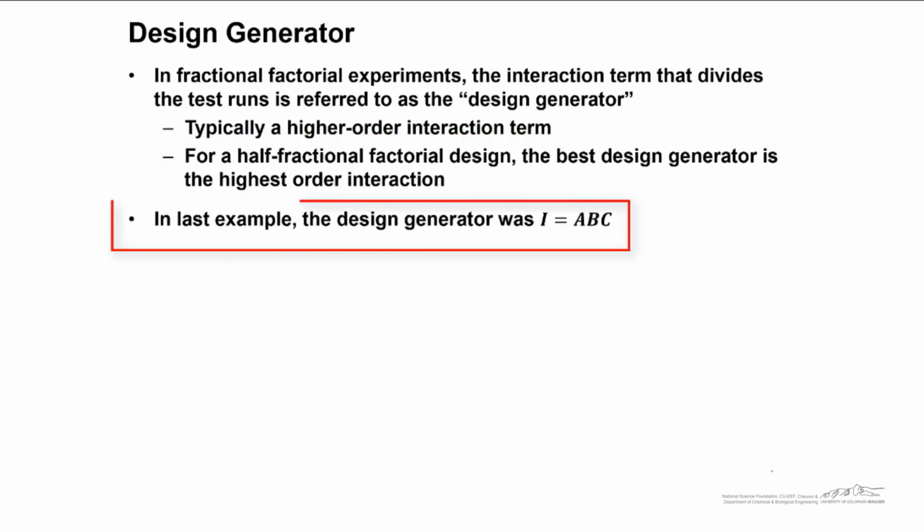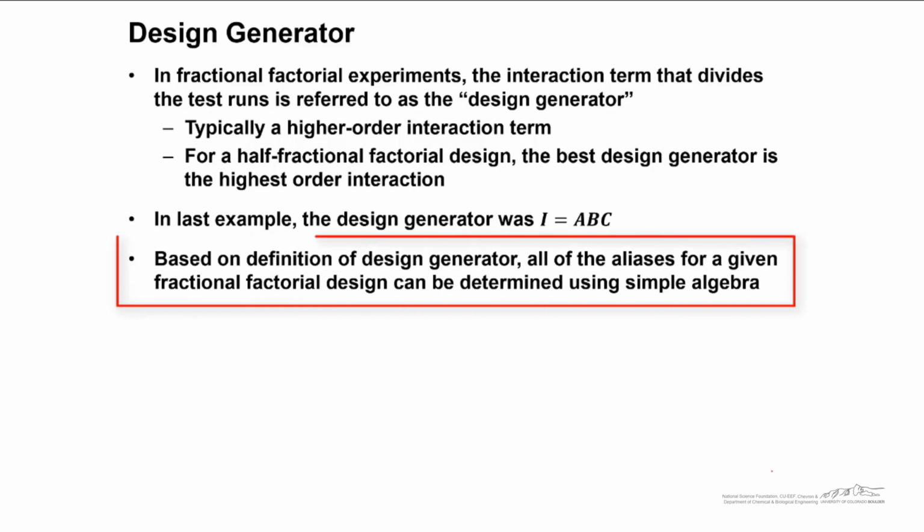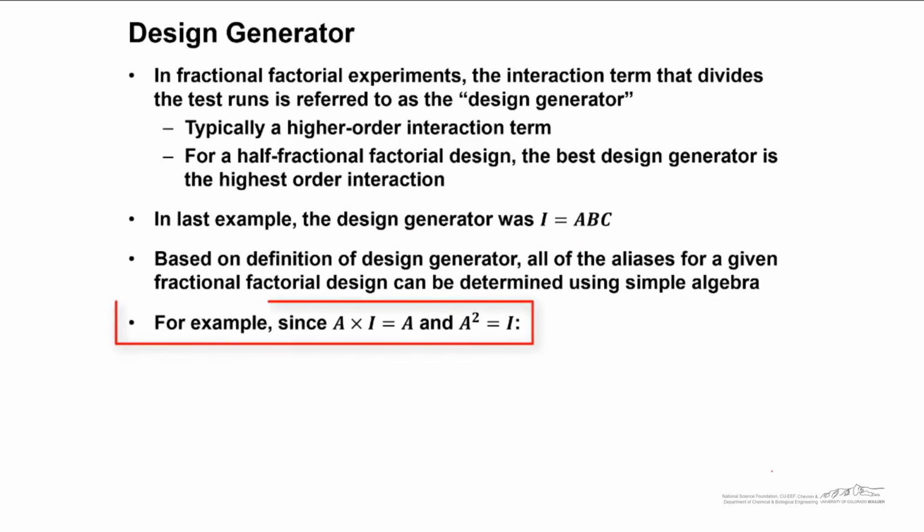In the last example, the design generator was I equals ABC. And again, we can get all sorts of different things from this I equals ABC. If we multiply both sides by C, we end up with C equals AB, as I showed. Based on the definition of the design generator, all of the aliases, or the aliasing structure for a given fractional factorial design, can be determined using simple algebra. For example, since A times I is just equal to A, and A squared is always equal to I, we can do the following math.